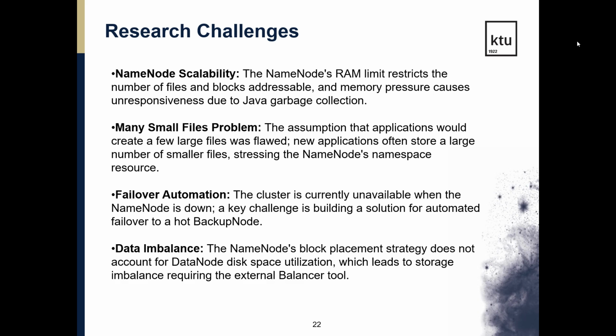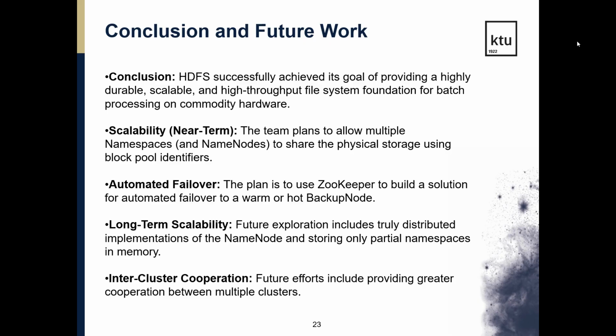And failover automation. The cluster is currently unavailable when the NameNode is down. So when the NameNode is down, we don't know what to do. So we need to have a backup node so that whenever it fails, we can use that. And data imbalance. As I said before, the NameNode just uses MapReduce to allocate everything. It doesn't always allocate everything in a balanced way. So the balancer does an additional task which takes time to allocate everything in a balanced way.